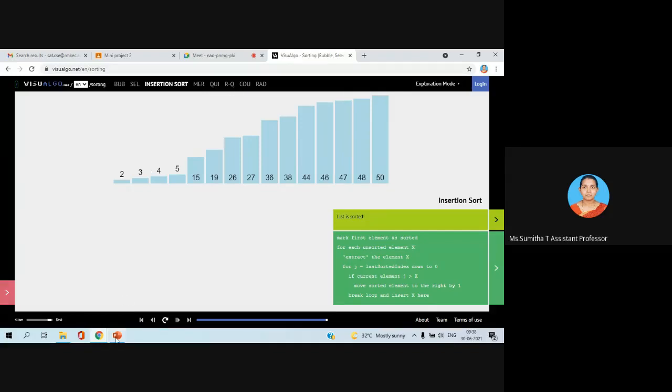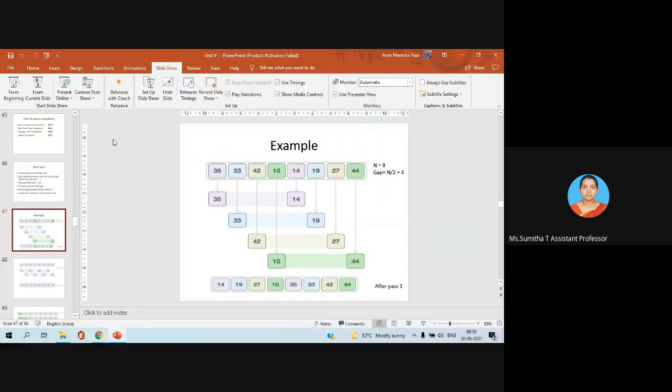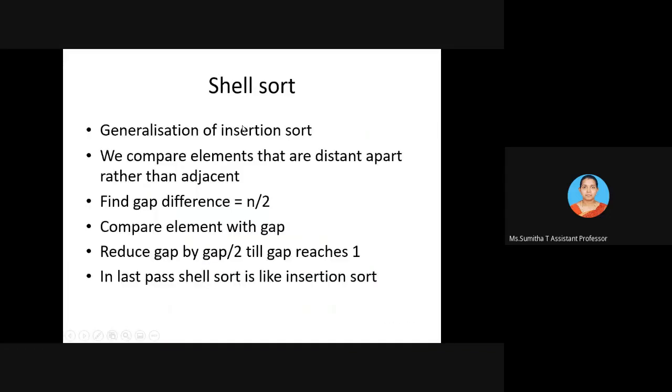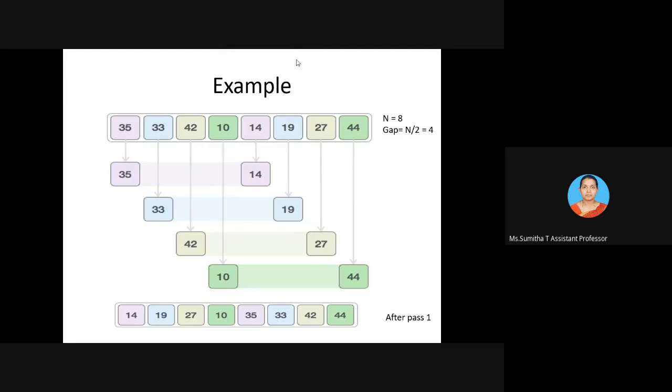Shell sort is not there. Okay. How can we do it? Just make a difference. We need to find the gap and compare the elements. We will see this example.